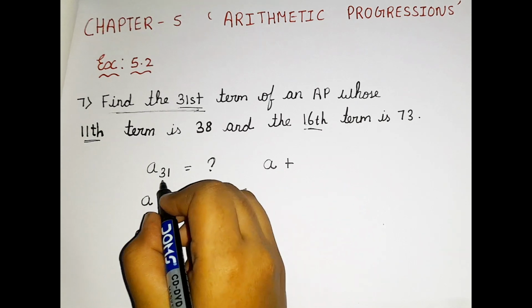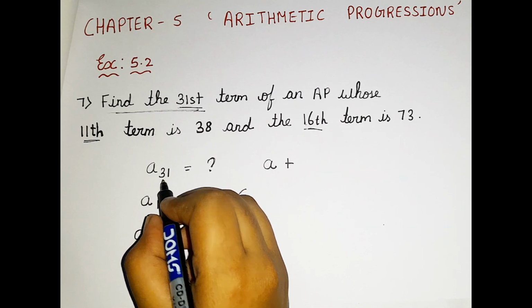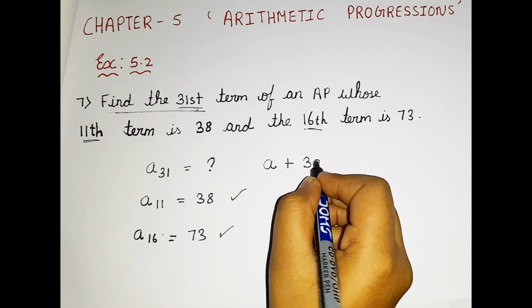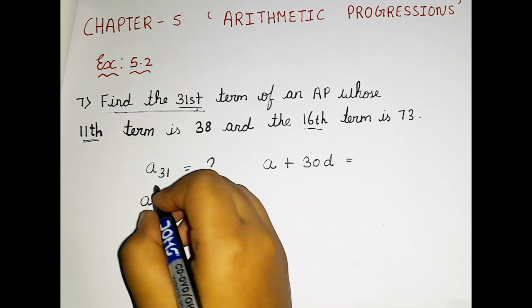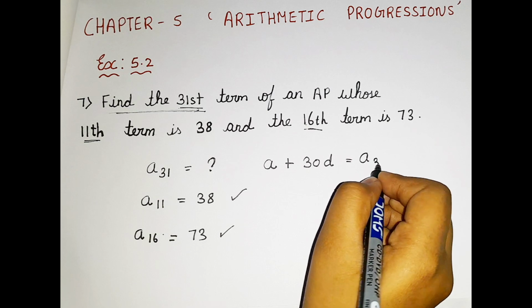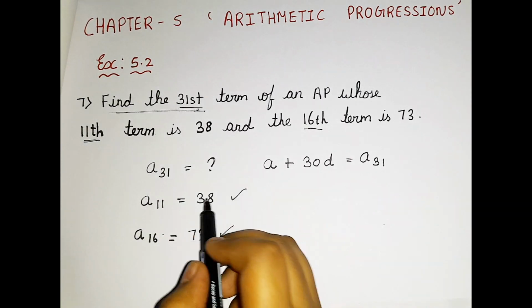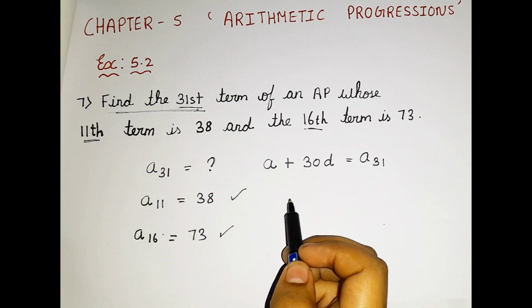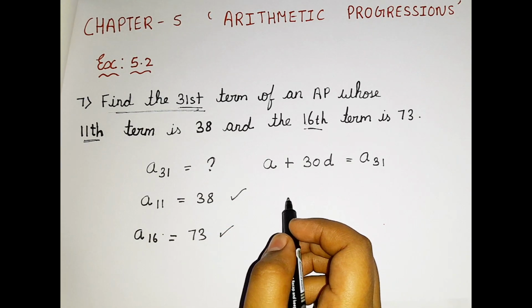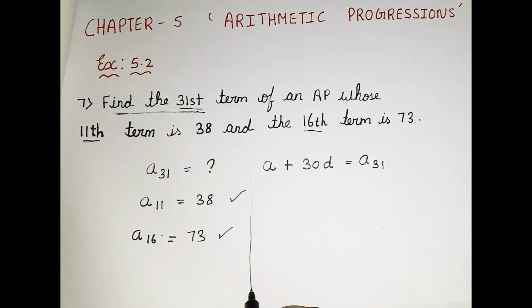So here now, what is the previous number of 31? So the previous number is 30. So 30d, and then that's all, is equal to, you can just write a31. Okay, why? Because they didn't mention any value, so you can actually write a31. Okay, so now I'll just solve it here.